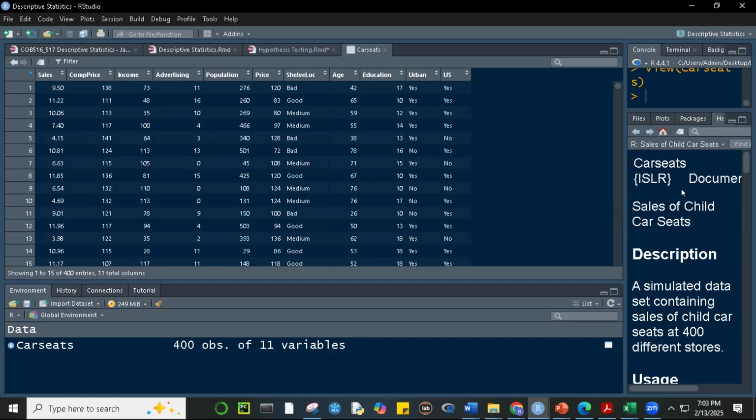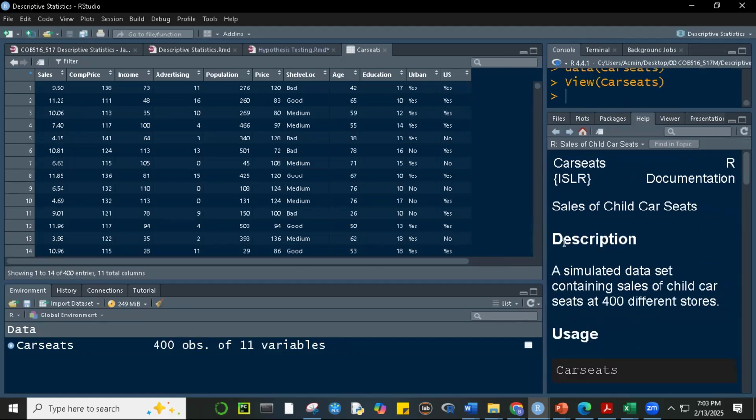And as described in our ISLR metadata, this is in millions. This is how your competitor prices the unit. We have here income of the community, advertising expense also in thousands, population in thousands also, 276,000. This is the price, how we price the product. This is how the competitor prices the product. Seems that we are lower priced.